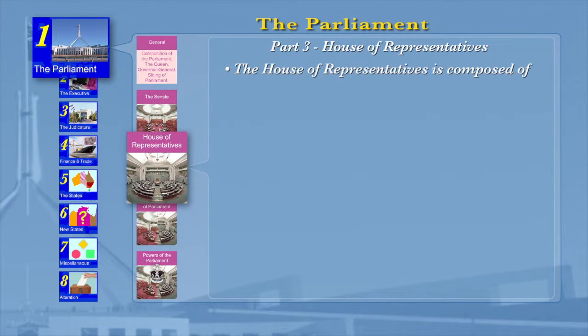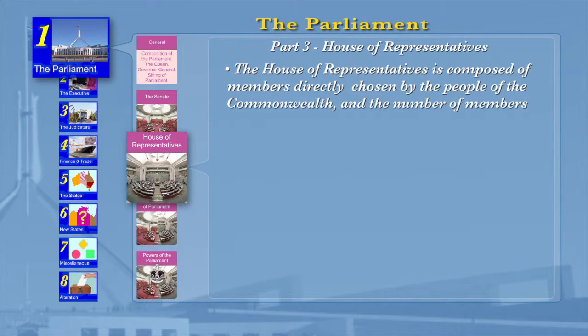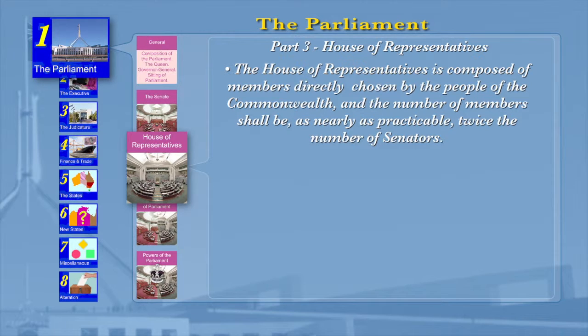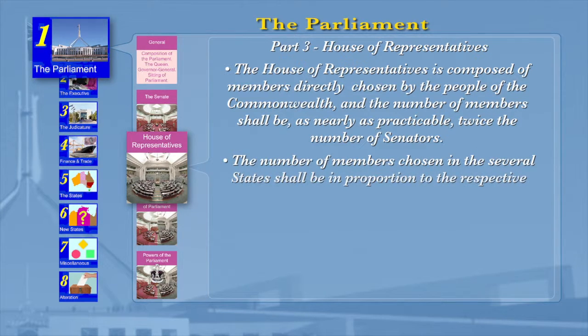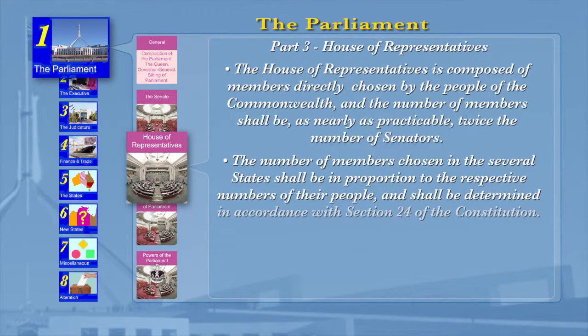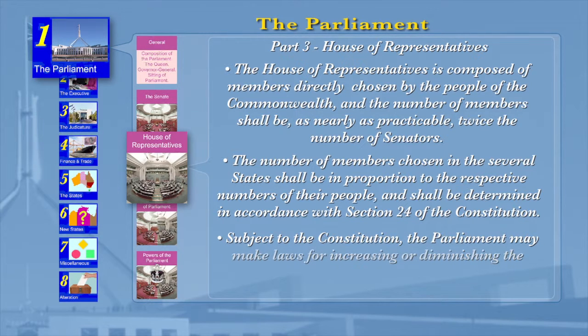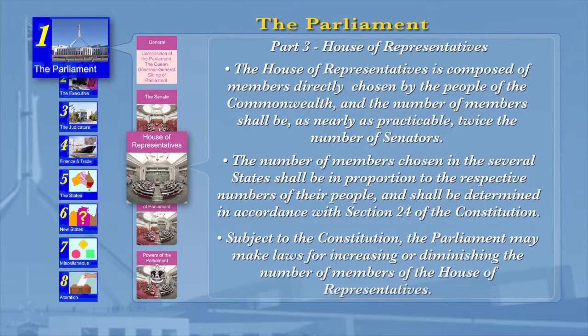The House of Representatives is composed of members directly chosen by the people of the Commonwealth, and the number of members shall be, as nearly as practicable, twice the number of senators. The number of members chosen in the several states shall be in proportion to the respective numbers of their people, and shall be determined in accordance with Section 24 of the Constitution. Subject to the Constitution, the Parliament may make laws for increasing or diminishing the number of members of the House of Representatives.